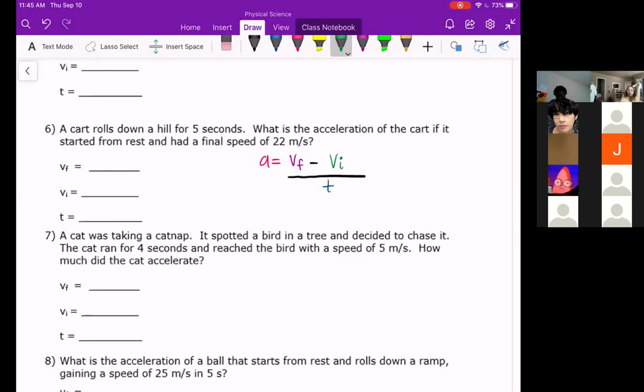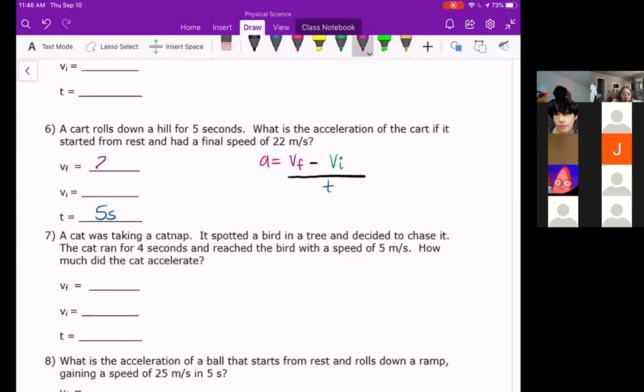All right, Lena, what number do you want to fill in for me? 5 for time. 5 seconds for time. Yes, ma'am, I agree. And then Kaylee, what number do you want? Is VF 22 meters per second? Yes, ma'am, it is.